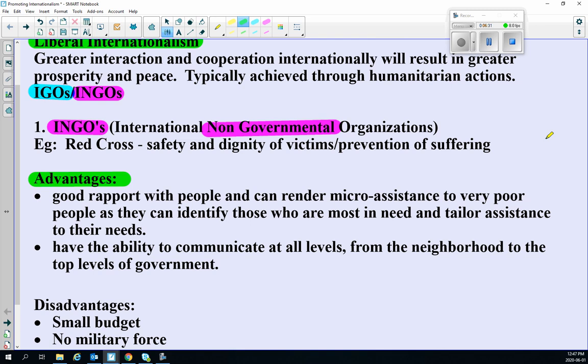The other advantage of INGOs is that they can communicate from top levels of government right down to the neighborhood. What you'll learn is that international government organizations like the UN, in some cases, are just too big. They lose their effectiveness, and their goals are too vast, they're not focused. And what you learn in life as you go through adulthood is that the world is basically a big bureaucracy, one level after the other level after the other level.